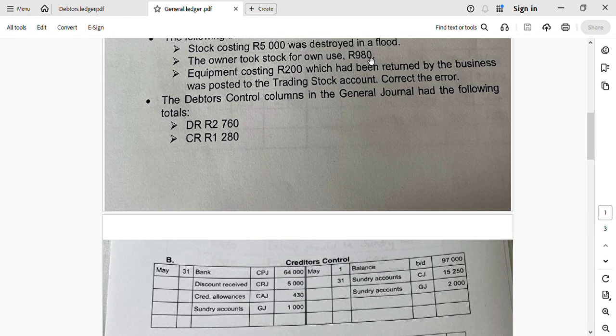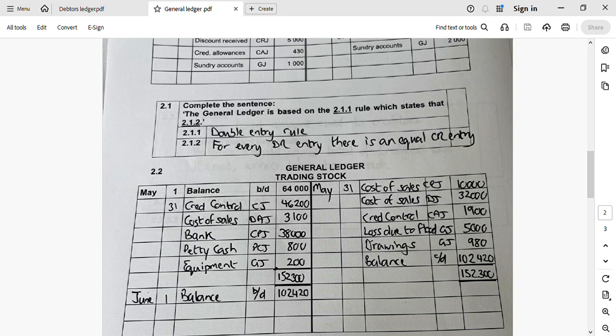Then the owner took stock for own use. If the owner takes stock, stock is going out of the business. So on the minus side, 980. And because the owner took it, your details are going to be drawings.